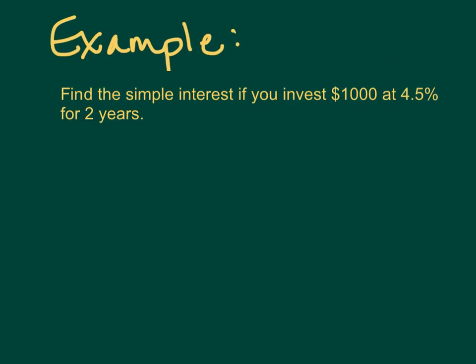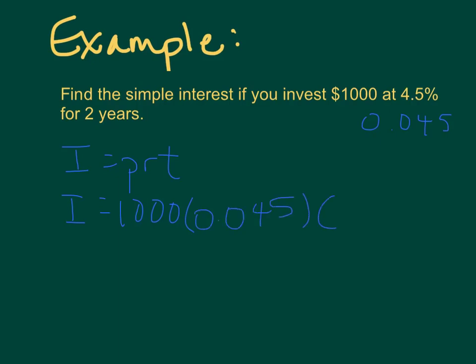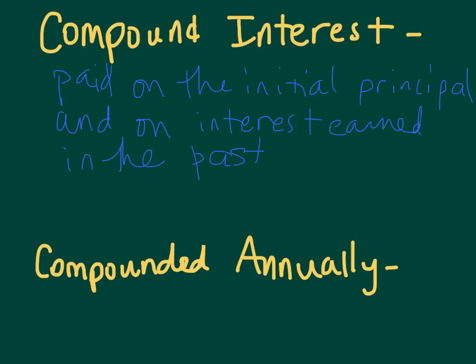All right, so let's look at an example. Find the simple interest if you invest $1,000 at 4.5% for 2 years. So again, I equals PRT. So the interest that you're going to earn, you take your principal, which is $1,000, you multiply it by the rate, which is 4.5%, but 0.045. So 0.045, and then times 2. And so the interest earned, the simple interest, is $90. So at the end of 2 years, you would have $1,090.